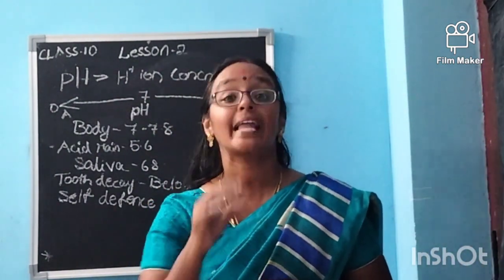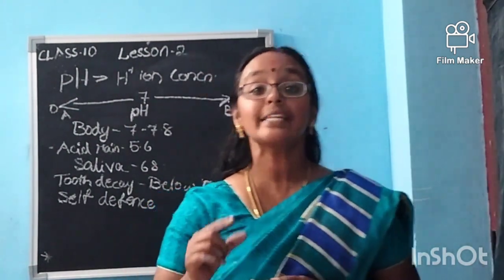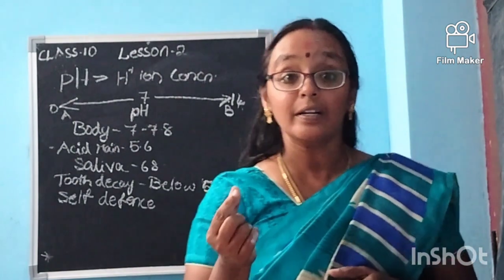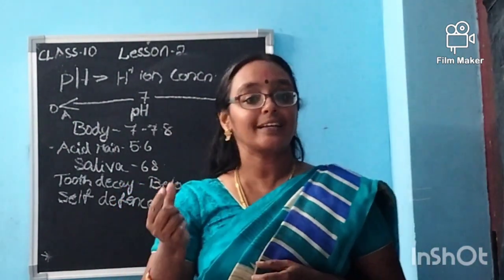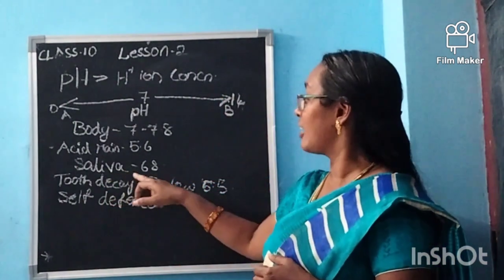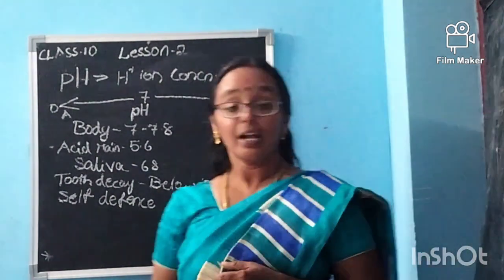Saliva is actually slightly acidic. You have learned in 8th standard, I think, that it is able to convert starch into sugar to a little extent. Only when it is acidic will it be able to do it. So saliva is slightly acidic, with a pH of 6.8.